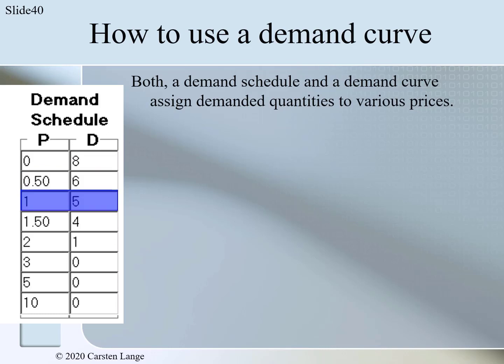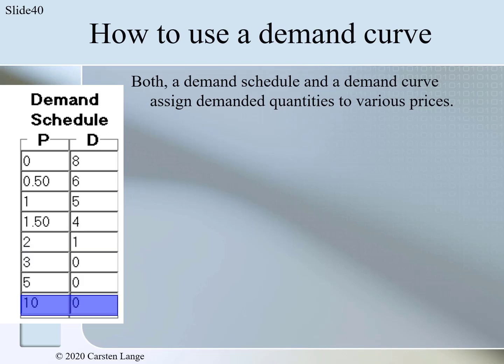For $1, I would demand 5 cans of Coke. For $1.50, I would demand 4 cans of Coke. For $2, I would demand 1 can of Coke. And if the price is higher than $3, I would not demand any can of Coke.